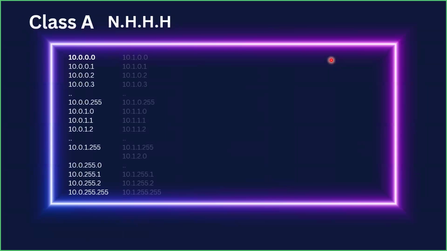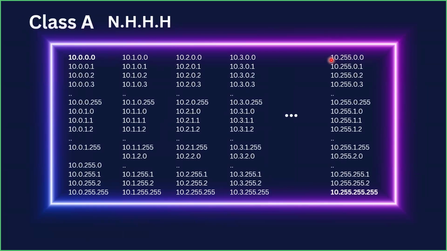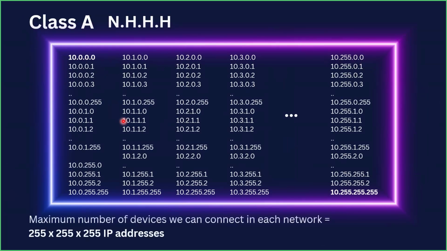And finally, when you come to class A, with 1 network portion and 3 host portions, you can connect all the IPs from 10.0.0.0 to 10.255.255.255 in one single network. This is where the private IP range for class A starts, and this is where it ends. So this entire group is one single network itself. And in this one singular network, you can logically connect 255 into 255 into 255 IPs, which is much larger. Practically speaking, this is not possible, guys, but logically at least, this is the purpose of the class.